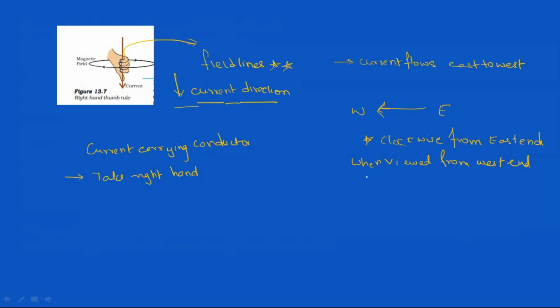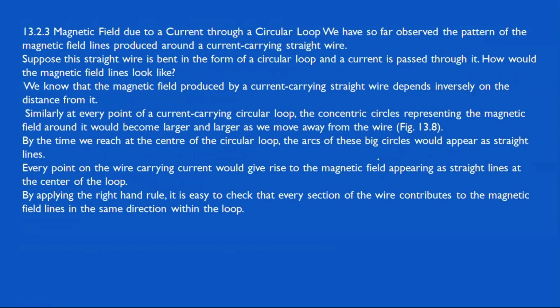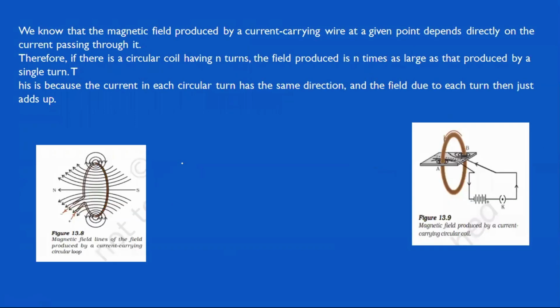So now, magnetic field due to a current through a circular loop. We were studying all this time a straight current carrying conductor. Suppose we bend it in a direction shown in the figure into a circular loop, and these two ends are coming like this, and this is the current carrying conductor.